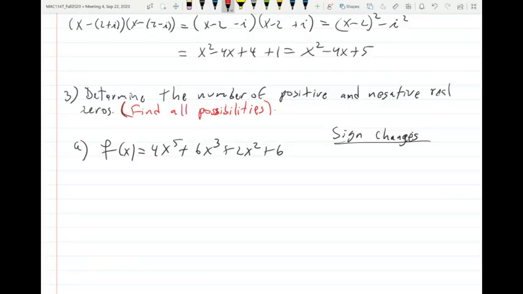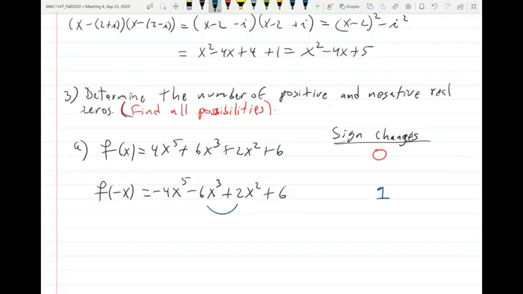Anybody? Come on, this is a very easy question. 0 sign changes, right? There are no sign changes. Now we are also interested in f of negative x, so let's do that right off the bat. So these minus survive. So minus 6x cubed, then plus 2x squared plus 6. How many sign changes do we see here? We spot 1 right here, right? So there is 1 sign change.